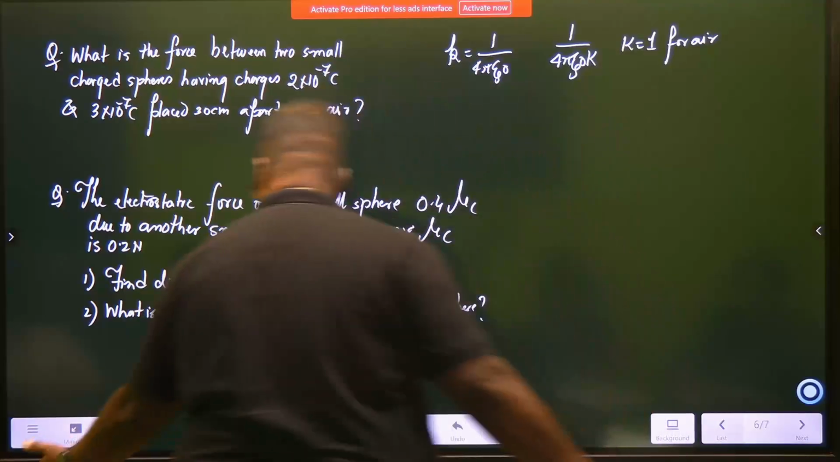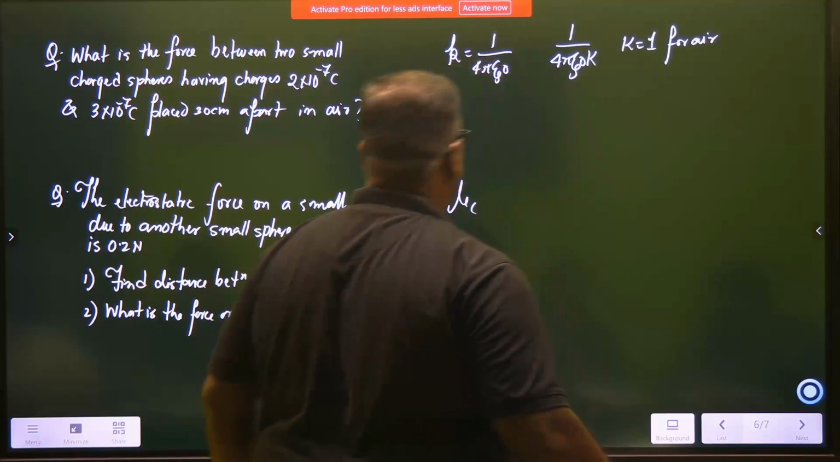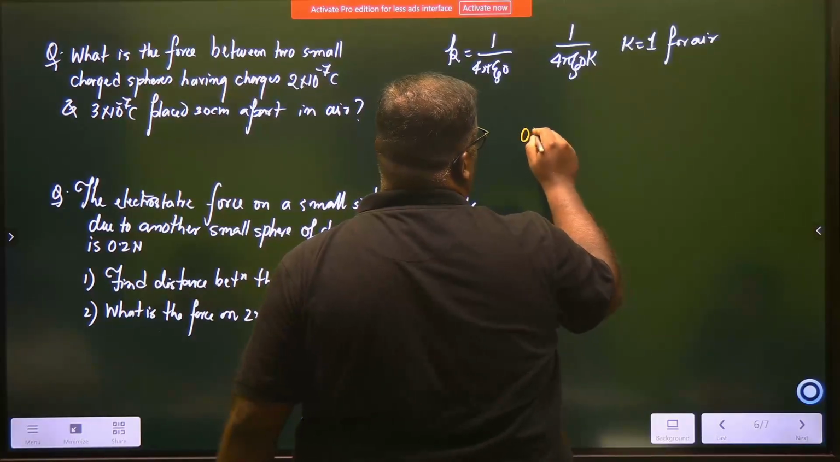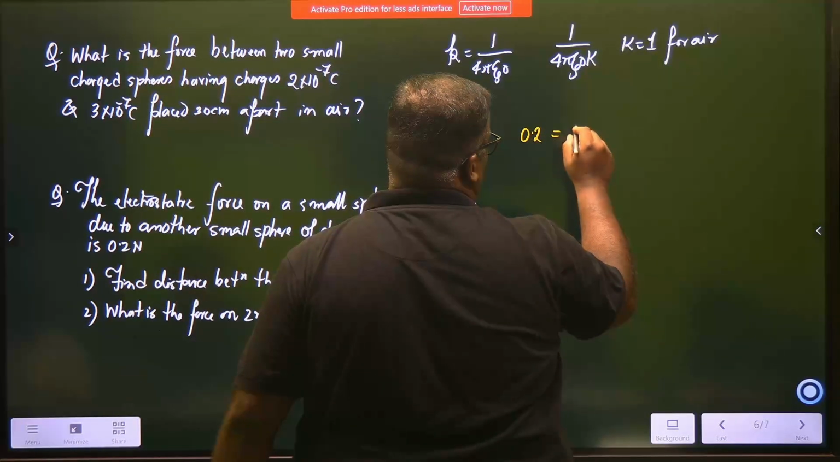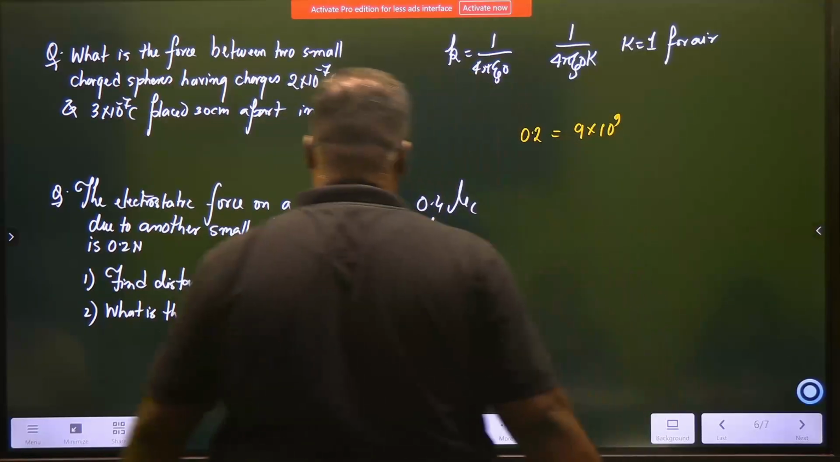Let's see what was so tough out here. So we have to find R in this case, right? How much is our force? 0.2 Newton, which should be equal to 9 into 10 to the power 9 K. What is Q1, children?